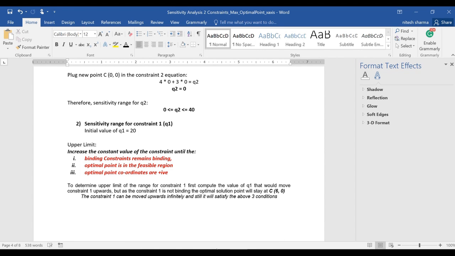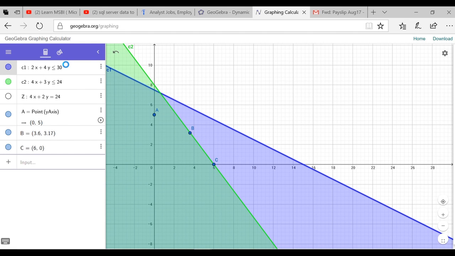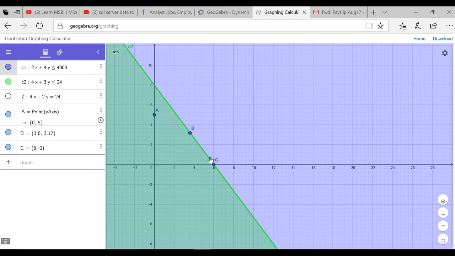So let's see what happens when we increase the value of the constraint 1 constant. So let's increase it till 30. Okay, so my point C, which is the optimal point, is still on the binding constraints. It is in the feasible region and it is positive. Let me increase it to 40. Still, the three conditions are met. Let me increase it to 4000. Still, the three conditions are met.